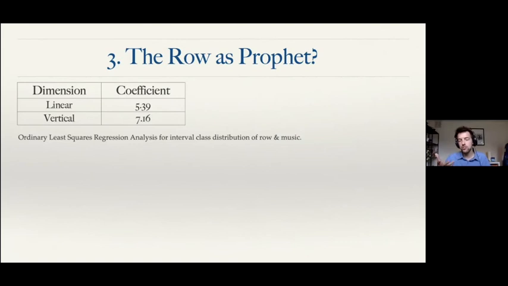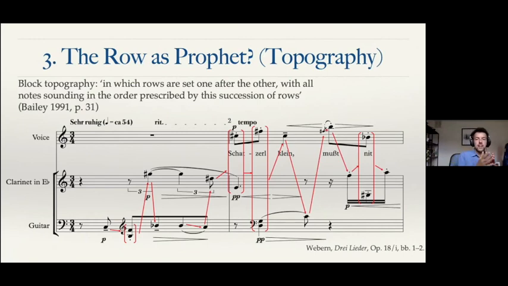But this also poses the question of how topography comes into play. Topography is the way in which the rows are disposed. So it's how Webern actually writes with rows in his music. And Catherine Bailey has identified two principal topographical strategies. The first, and this is what we might think of as the archetypal serial technique, is block topography, quote, in which rows are set one after the other with all notes sounding in the order prescribed by the succession of rows. So there's one gradually unfolding chain of rows that controls the entire musical texture.